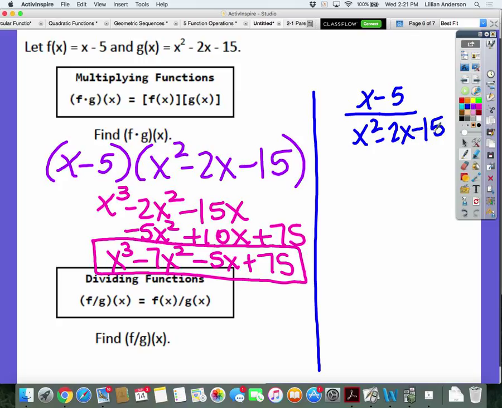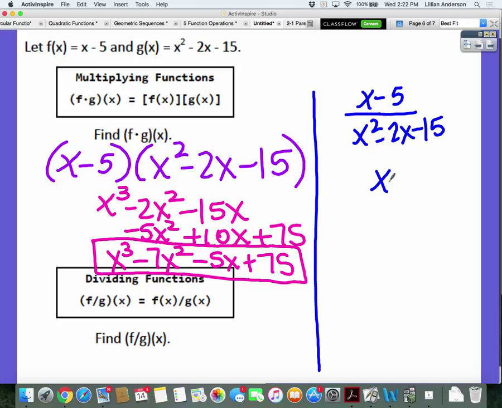So, can you factor the bottom? Yes, you can. Y'all were able to do domain. Y'all can factor the bottom. Can you factor the bottom for me real quick? So how does the bottom factor? X minus 5 and x plus 3.